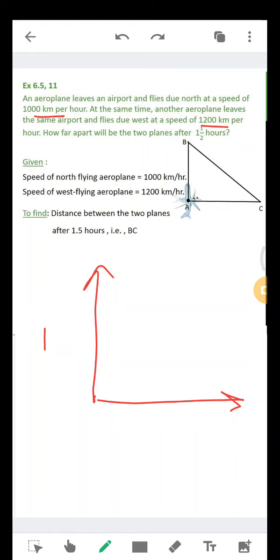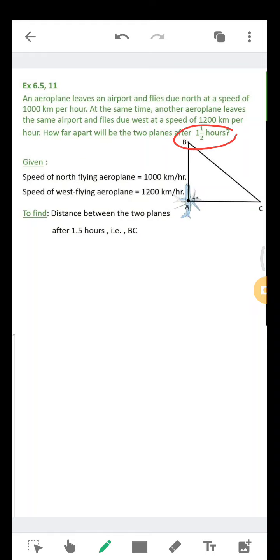Practically it's not possible, it's very difficult, but by using mathematics we can find the distance between the aeroplanes after 1.5 hours. So let's write the steps. Let's write what's given. First, the speed of the north flying aeroplane is 1000 km per hour, and the west flying aeroplane is 1200 km per hour. So the distance between the two planes after one and a half hours, that is 1.5 hours, is BC.